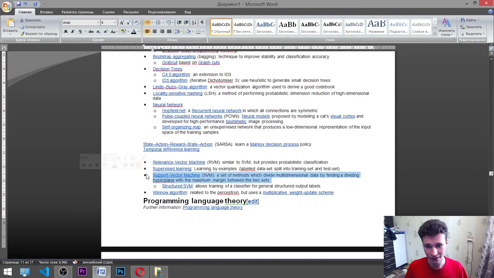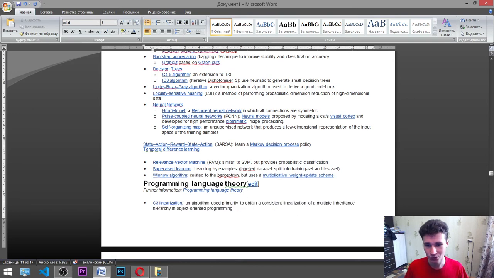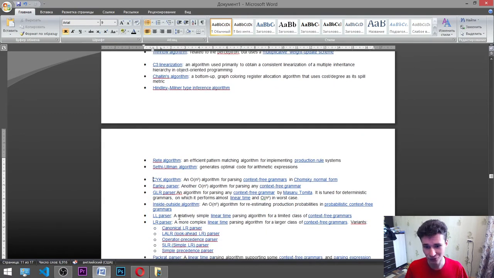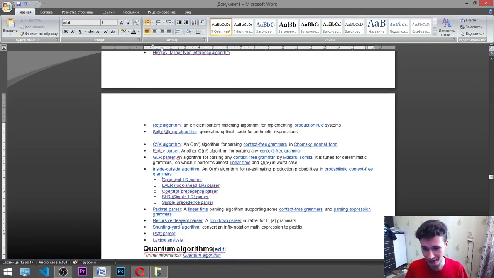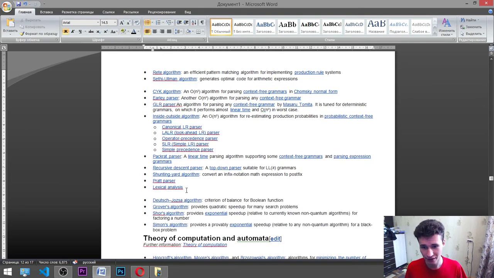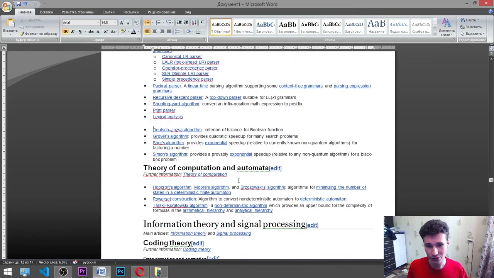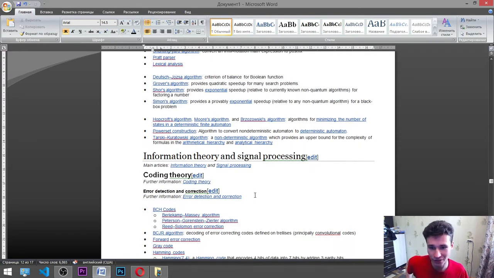Support vector machine, I know, kind of, I know. Okay, structured SVM. Next, programming language theory: C3 linearization, I need to learn about it. Parsing, LL, LR, need to learn more about this deep insight. Lexical analysis, I heard about it actually, but need to check again. Then theory of computation and automata, Hopcroft's, yes, we were reading before. Information theory.